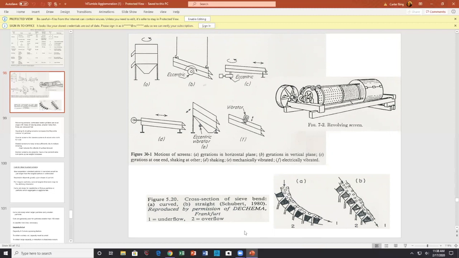So you want to have a curve that helps you have gravity acting in the same direction as opposed to perhaps this one. But as I pull off the fines, then the stream's got to be thinner. And it's not been emphasized here. This is called a banana screen because it's shaped like a banana, okay?